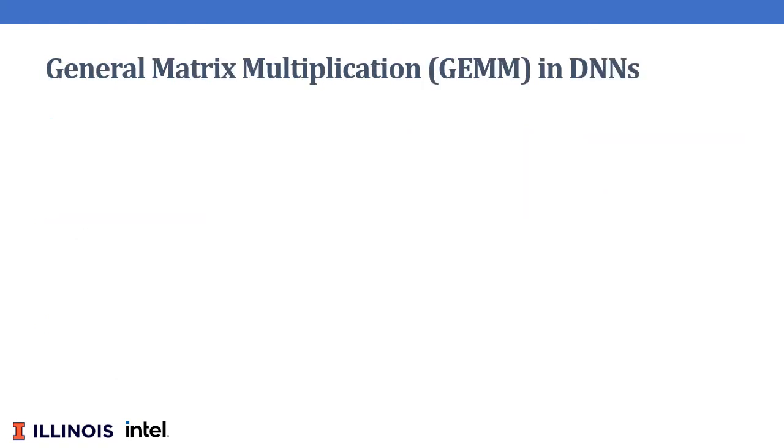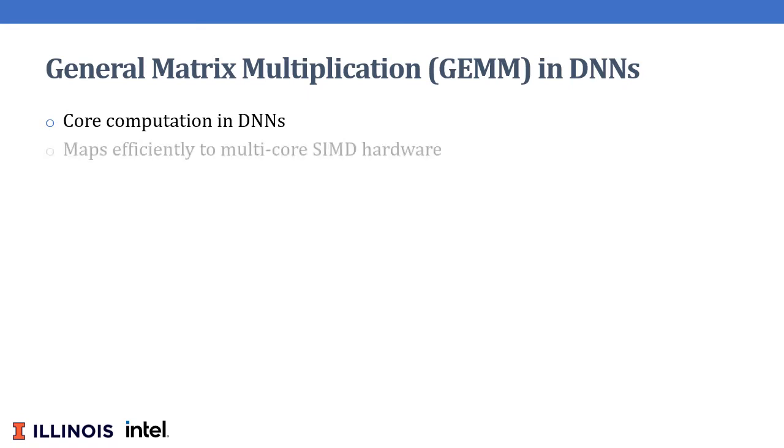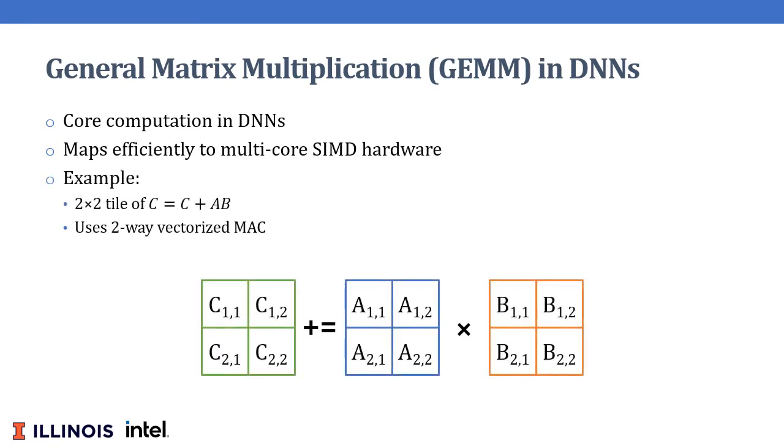We now discuss the general matrix multiplication, or GEMM. GEMM is the core computation in many types of DNNs, and it maps efficiently to multi-core SIMD hardware. Here is an example of a GEMM. It computes a 2x2 tile of C equals C plus A multiplied by B, and it uses two-way vectorized MAC operations.